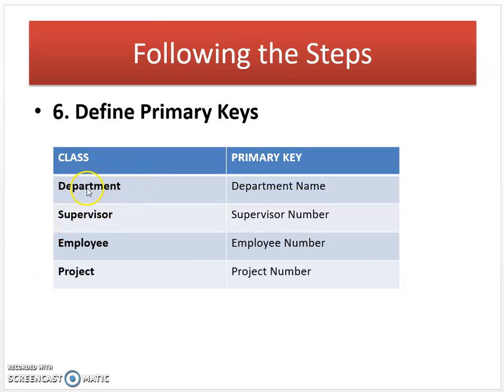From our example, we have identified the following classes: department, supervisor, employee, and a project. And for the primary keys, for the department, we have a department name as a primary key. We have supervisor number as a primary key for the supervisor. We have employee number as a primary key for the employee class. We have a project number as a primary key for the project class.